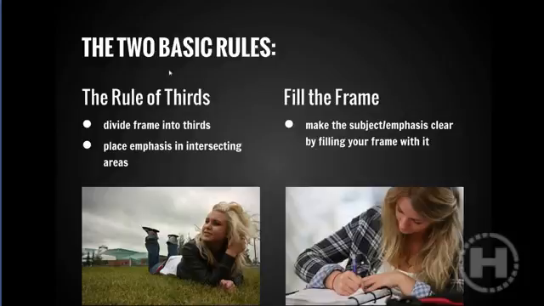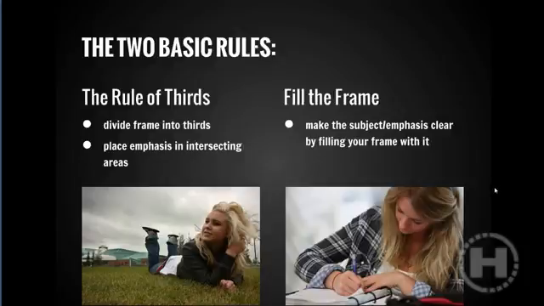Well, here are the two basic rules. There's the rule of thirds, and we're going to talk about these a little bit more in depth, but essentially you're just going to divide the frame into thirds and place the emphasis in intersecting areas. If I was to explain it to you like you're 5-year-olds: don't put your subject in the middle of the frame, okay? And then the other one that we're going to learn about is fill the frame. Again, really easy. It basically states, listen, whatever your subject, your emphasis is, fill your frame with the subject. Don't leave lots of unnecessary or unwanted areas inside of your frame.